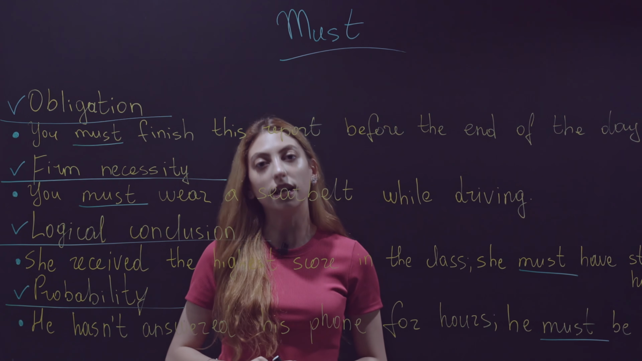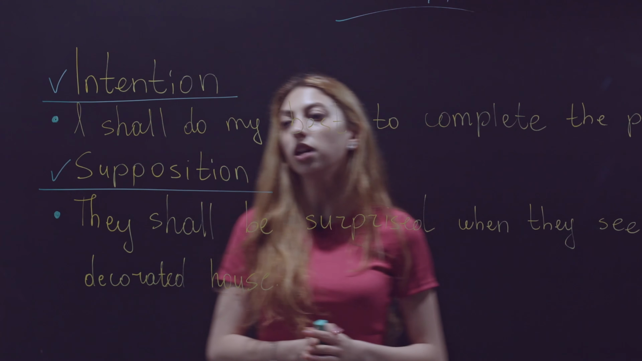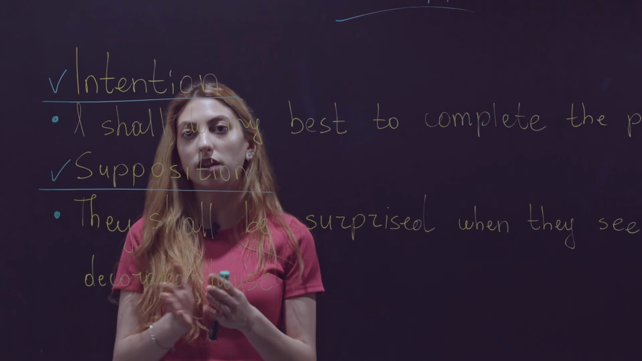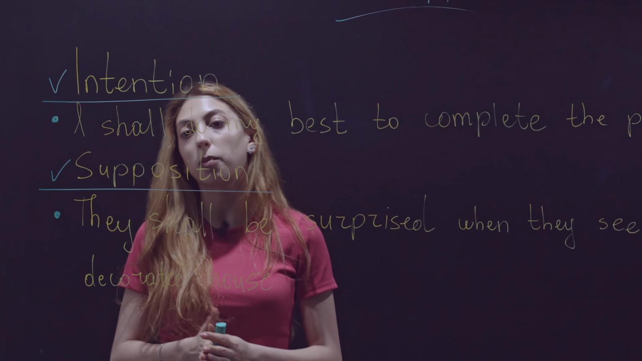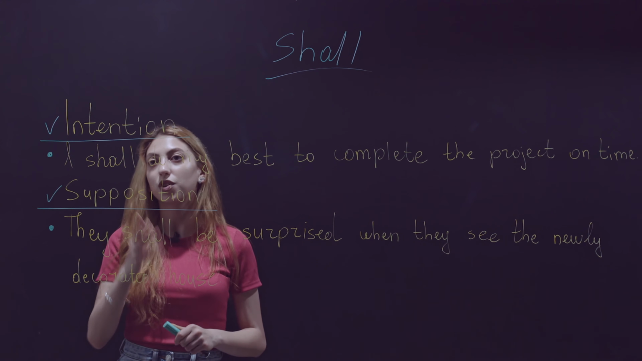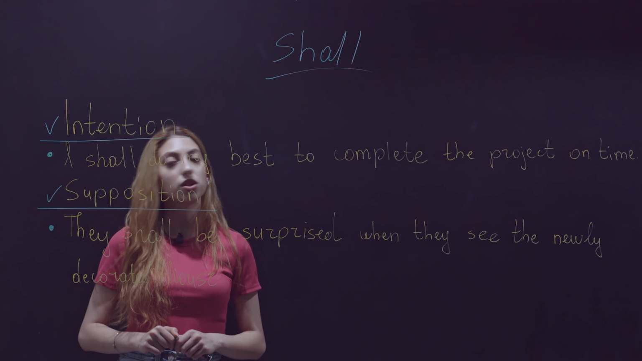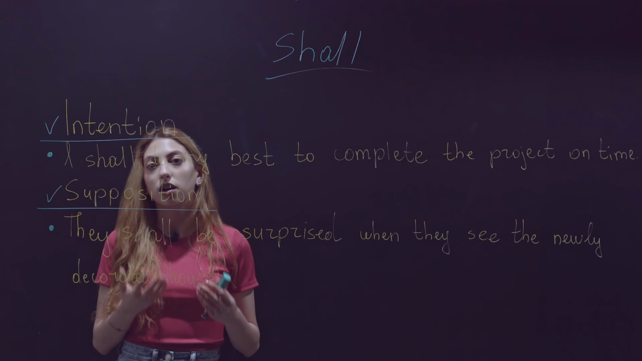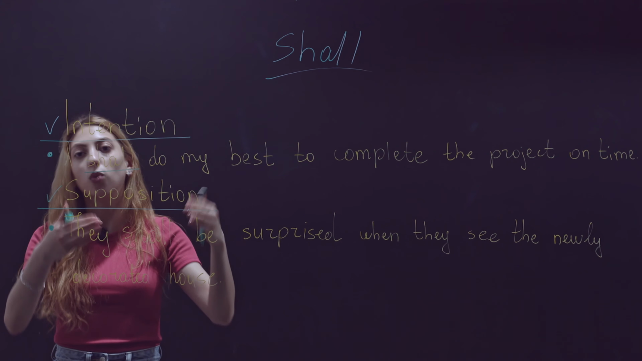Now let's move on and speak about shall. We can use shall in two cases: when we want to talk about some intention and whenever we want to talk about some supposition. The first one is intention. Example, I shall do my best to complete the project on time. This is the sentence, this is the modal shall, and this is how we can use shall.